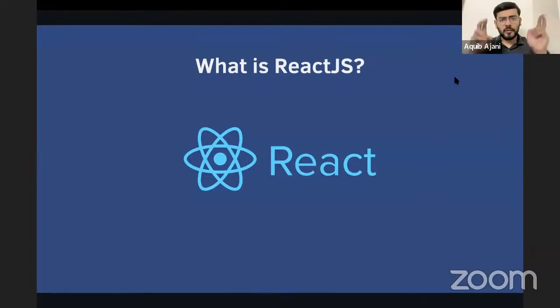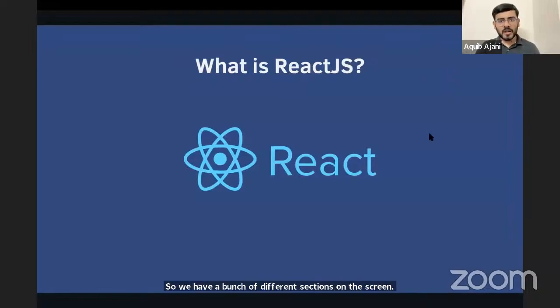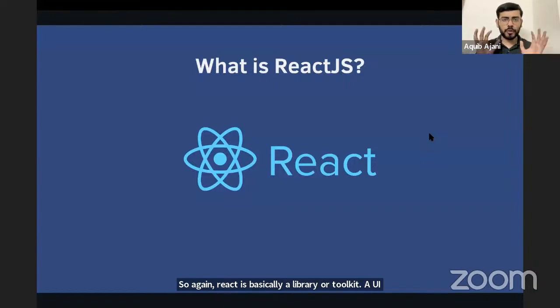So the technical term React uses is a component, but for our discussion, we can also call it a section. So we have a bunch of different sections on the screen. So that's basically what we have. So again, React is basically a library, a toolkit, a UI framework. You can call it whatever you want, but basically it allows us to group together multiple things and create a single page application.